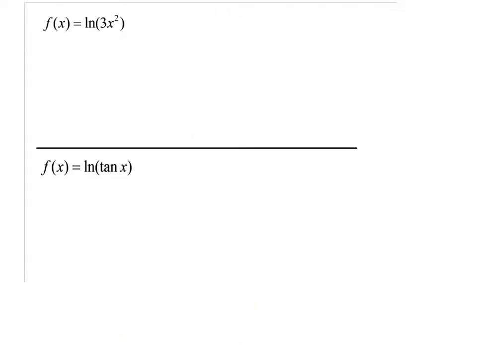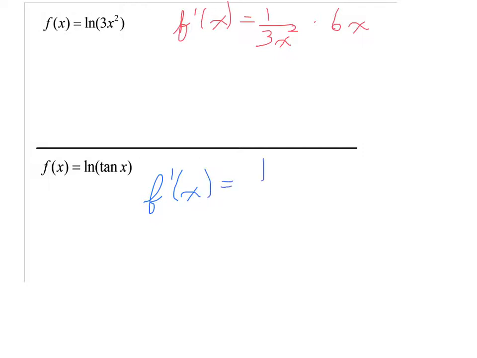Some quick examples here. If I have f of x is natural log of 3x squared, well, the derivative is going to be 1 over what I'm taking the natural log of, and then the chain rule, times the derivative of what's inside. And I can do simplifying there, but I'm not going to take the time on it right now. Again, if I have natural log of tangent x, the derivative is going to be 1 over what I'm finding the natural log of, times the derivative of what's inside.